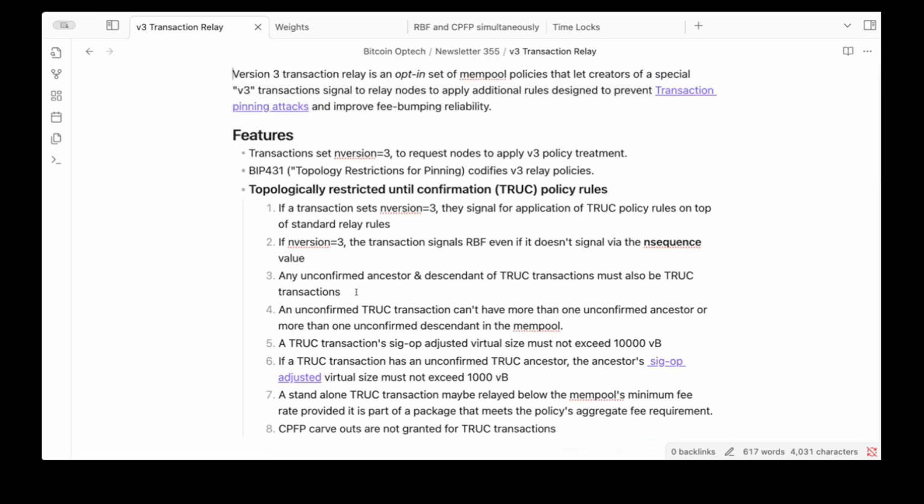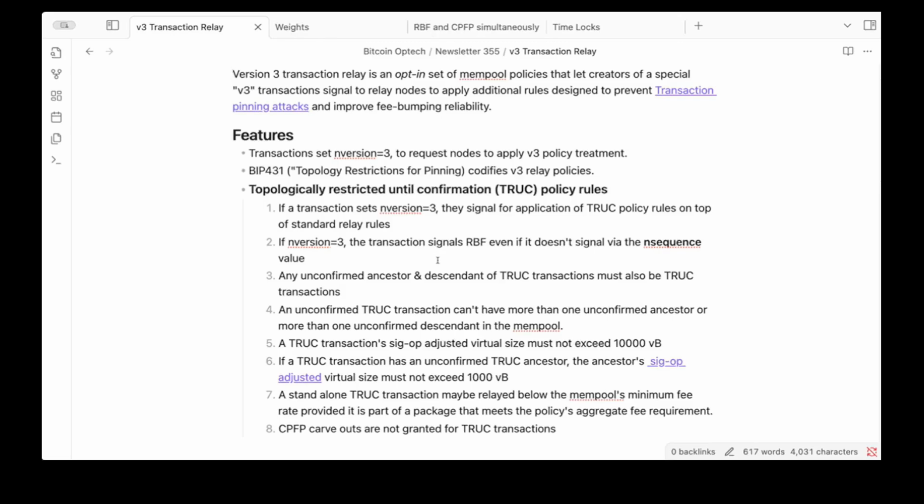So if you set the version to be 3, you are signaling that truck policy rules will apply on top of standard relay rules. And you also say that when the version is 3, even though your transaction doesn't signal for RBF via the nSequence value, which by default means it doesn't signal it, if your transaction's version number is 3, that means this transaction can be RBF, that is, it can be replaced by fee. So these are the first 2 conditions.